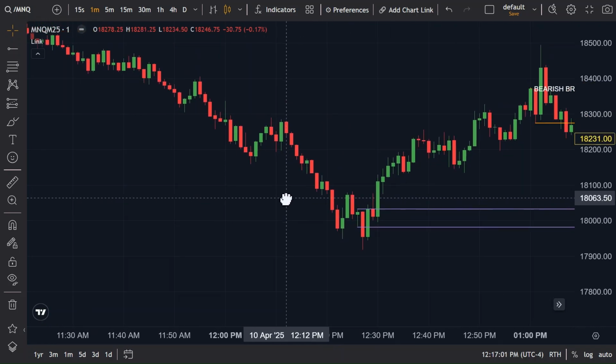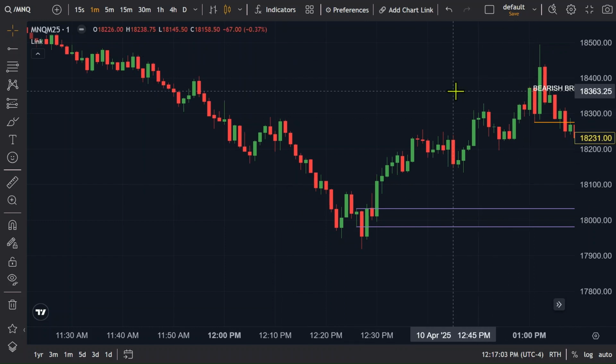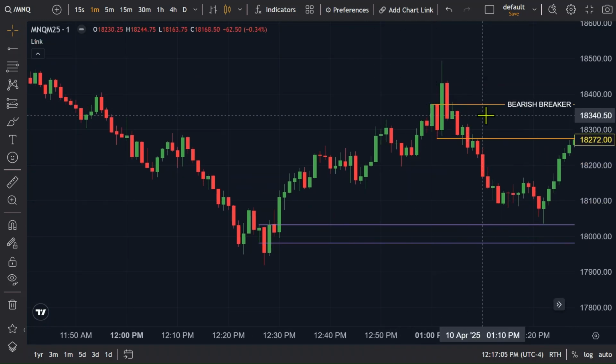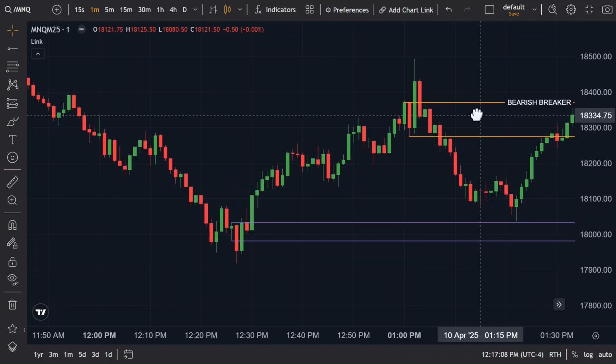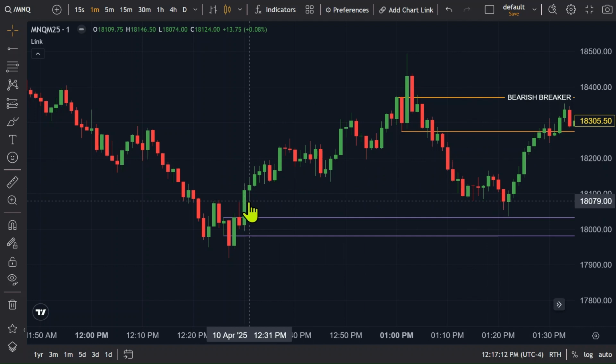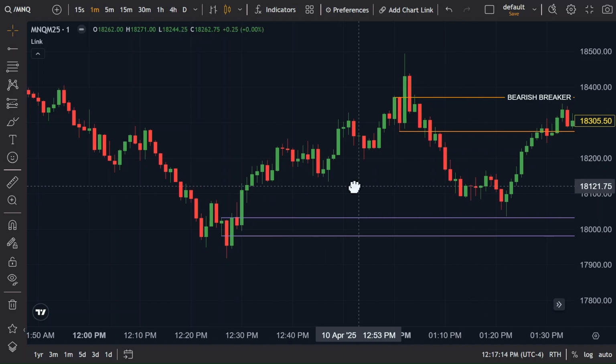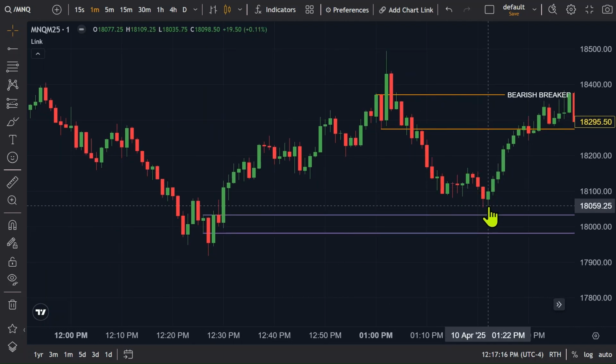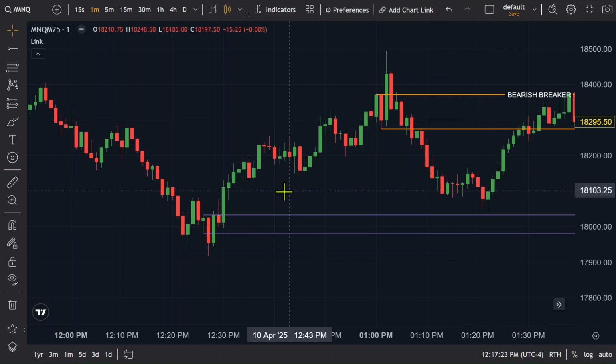So we go up, we poke, we create a potential bearish breaker, which we touch there, and then we run down here. We actually ran this liquidity right here. Once we ran that, where do we come back to? The bullish breaker. Now that thing is holding strong.